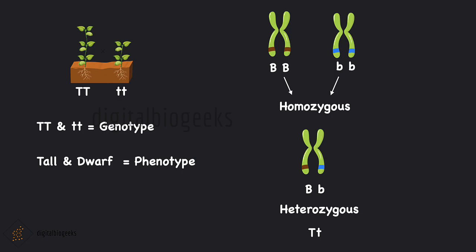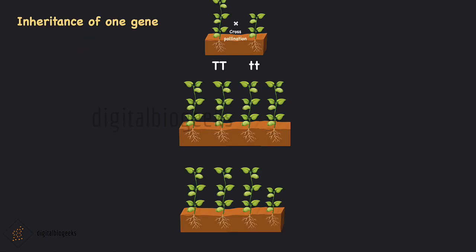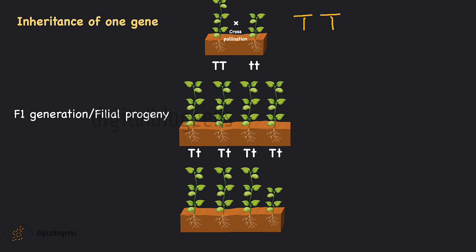Now let's perform Mendel's experiment one more time with the genotypes. When Mendel crossed capital T and small t, that is the tall and the dwarf plants, in the first generation he got 4 capital T and small t plants. This is the tall plant and this is the dwarf plant. One allele from each parent is transmitted to the offspring.